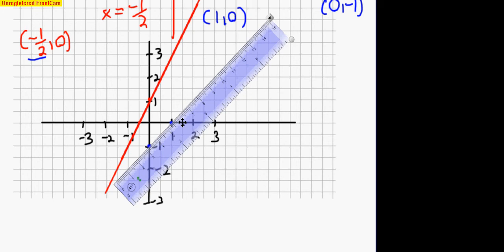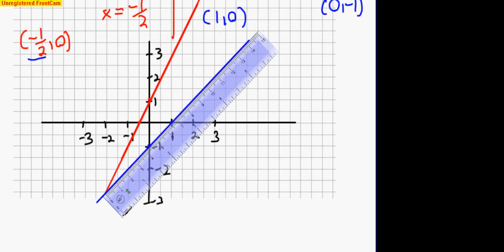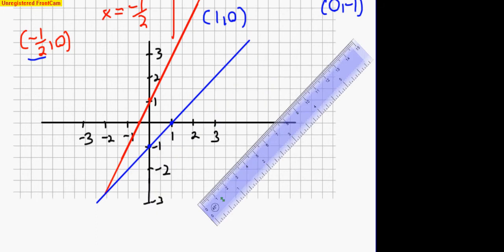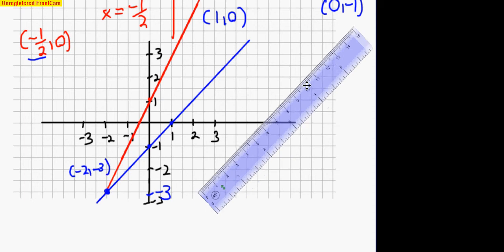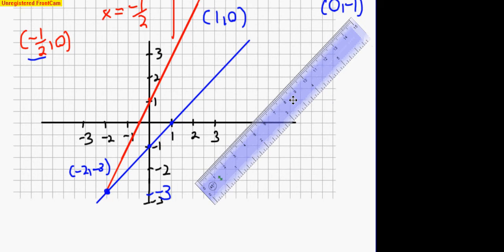And now we're roughly correct. Now I just got to move this down a little so that the intercept. And this time around, we have a blue line here. And we can see that the interception point occurs at -2, -3. So the point of intersection is -2, -3. Now, this is me drawing the simultaneous equation by graph.